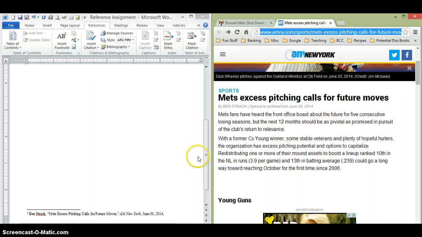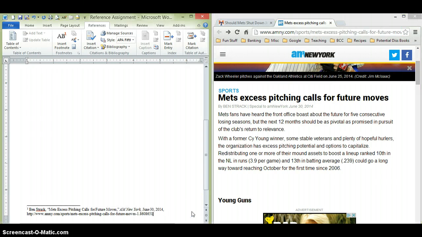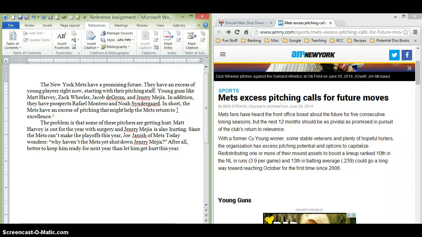Right? Copy the URL in all of its many letters and numbers glory, and you have a very long citation, but there it is. That's how the reader can know this is where I got my ideas from. I have now cited it, and it is perfectly acceptable to keep this paragraph. But my next paragraph says, right, the problem is that some of these pitchers are getting hurt. Matt Harvey is out for the year with surgery, and Jenry Mejia is also hurting. Since the Mets can't make the playoffs this year, Joe Janish of Mets Today wonders, why haven't the Mets yet shut down Jenry Mejia?